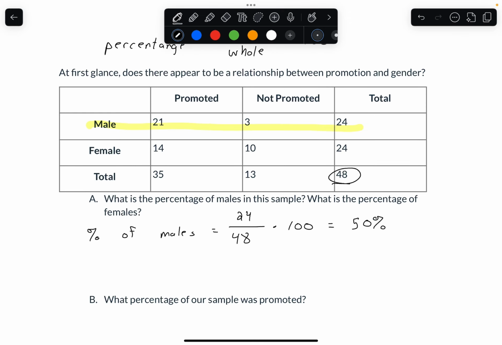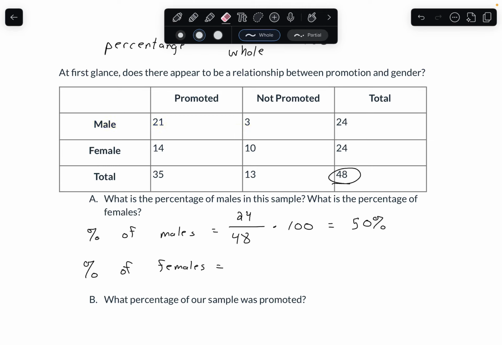If I wanted to look at the percent of females, I would do the same thing, except now I'm going to look at the total number of females, which in this case is 24. So I would take, once again, 24 out of 48, multiply that by 100, and once again I end up with 50%. So 50% of my sample is composed of males, 50% of my sample is composed of females.